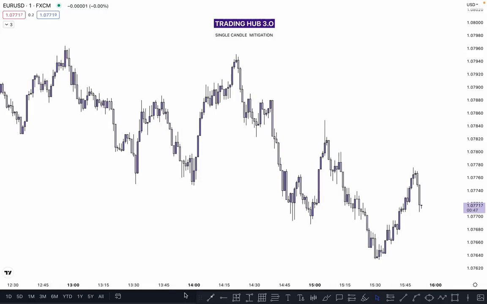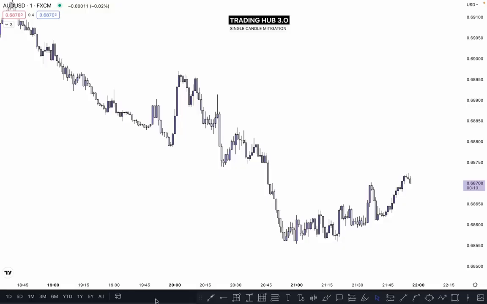First of all, you have to identify your structure, then identify your POI, then wait for mitigation, and then switch to a lower time frame. It's up to you which time frame you use. If you are using 1 hour as a higher time frame, then 5 minutes for the entry; 15 minutes as a higher time frame, then 1 minute for the entry. So let's see how it actually works and how you can trade here.